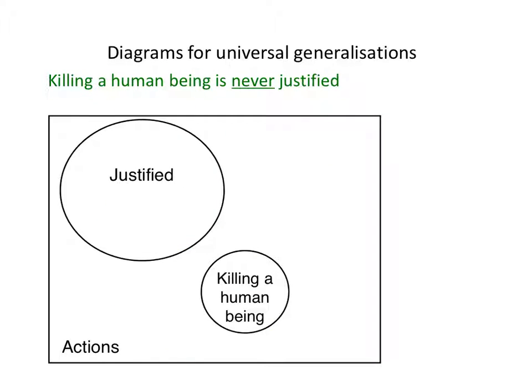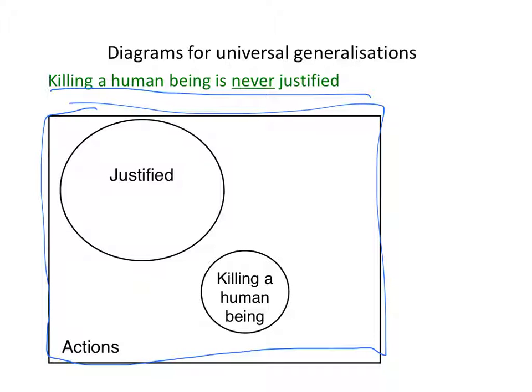What about this kind of generalisation? Killing a human being is never justified. Well, we could represent that like this. In the larger box, the domain, we have all the actions that people could perform. And here are the justified ones. And here are the ones that represent killing a human being. And you can see that they don't overlap at all, indicating the idea that none of the killings of human beings are justified actions.